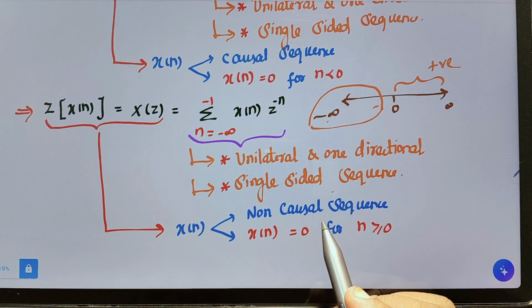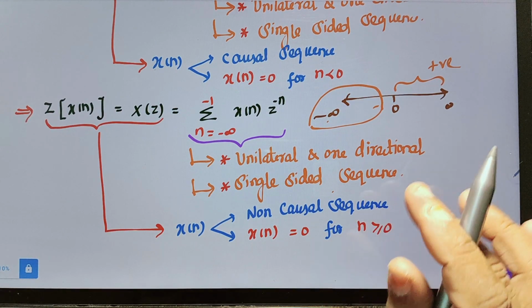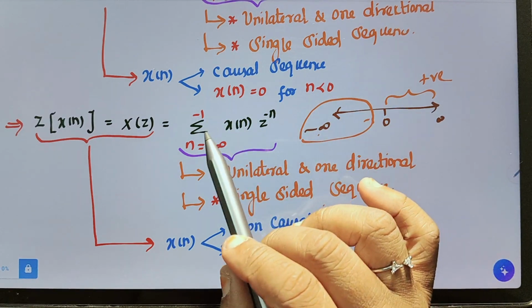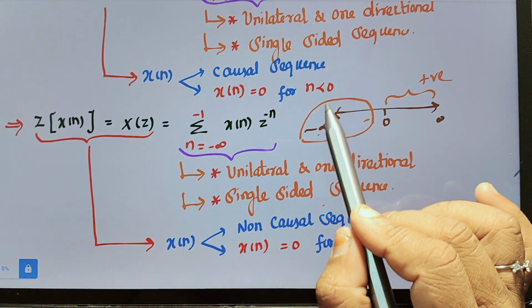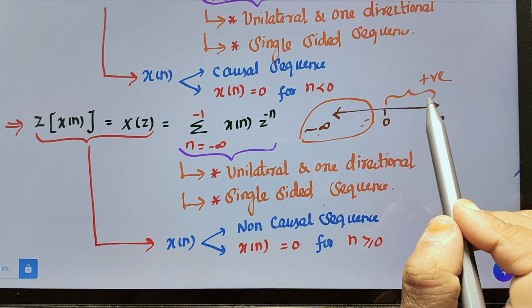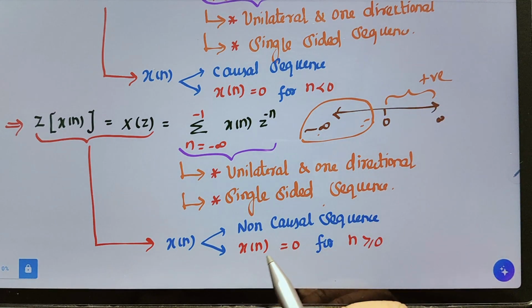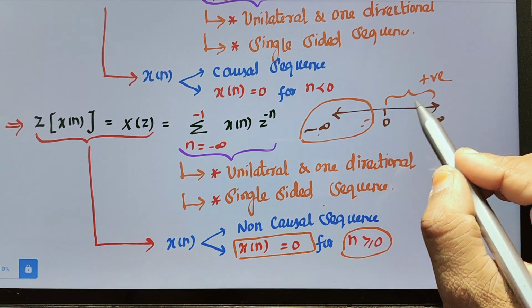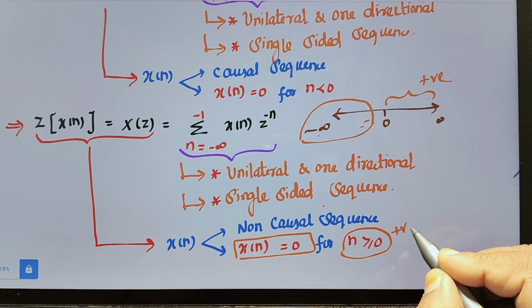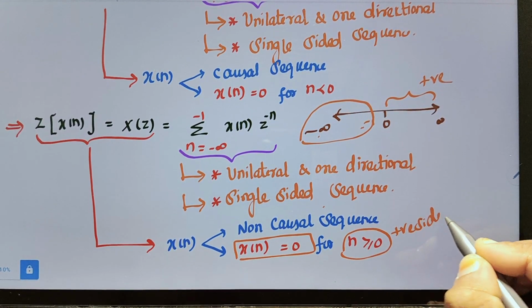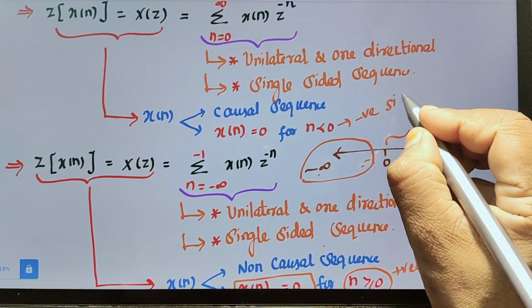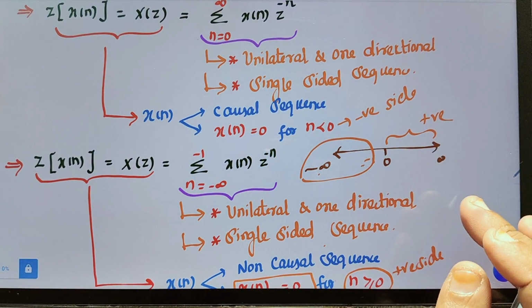See here, this is for a non-causal sequence. Why? Here x of n equal to 0 for n greater than or equal to 0. The limit range is minus infinity to minus 1 only, where they have values. For the positive side, the value is 0. So x of n equal to 0 when n is greater than or equal to 0, which means only for the positive side. So here, on the positive side, the value is 0, and on the negative side the values exist.